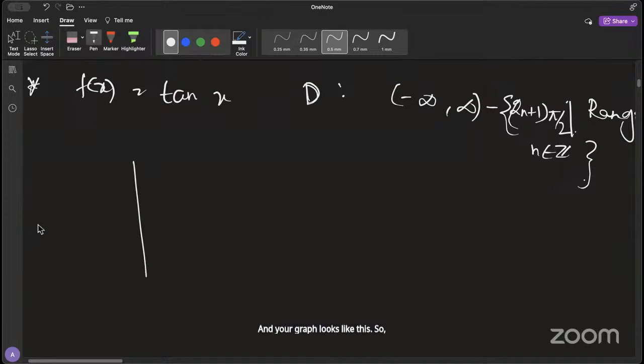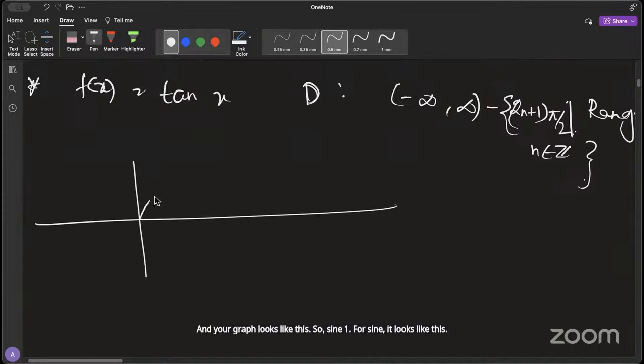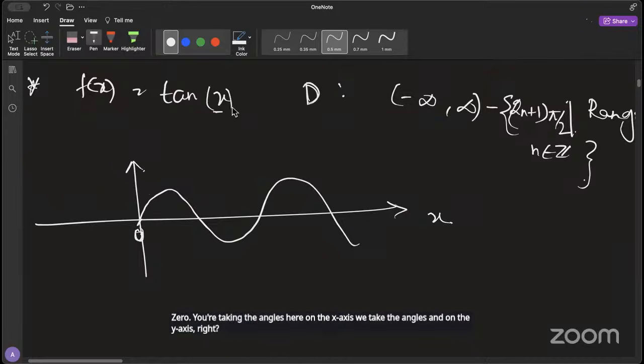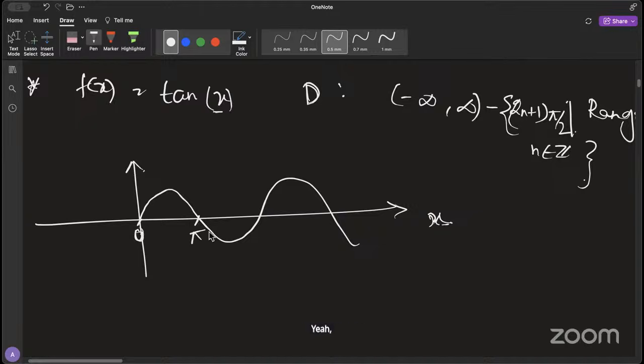So for sine, it looks like this, where this is 0. You're taking the angles here. On the x-axis, we take the angles, and on the y-axis, right? This x is the angle. So on the x-axis, we're taking the angle 0. Here we take pi. Then here we take 2 pi. And this one is pi by 2. This one is 3 pi by 2.